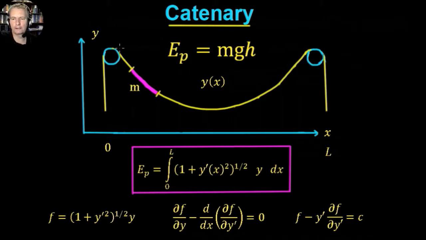We have a rope hanging here over two pulleys, and we know that it hangs in such a manner as to minimise its gravitational potential energy. We were able to work out the gravitational potential energy, and this was the equation we have for it here. If we simplify this, we're not interested in the function from 0 to L, we're only interested in this part of the function here. So our function f is going to be equal to (1 plus y derivative squared) to the power of a half, times y.